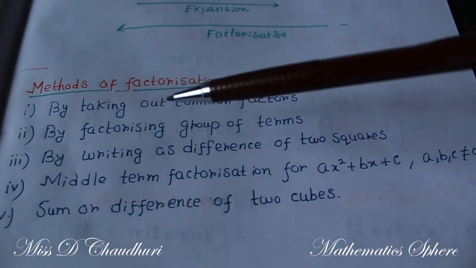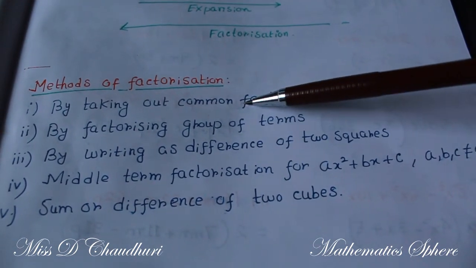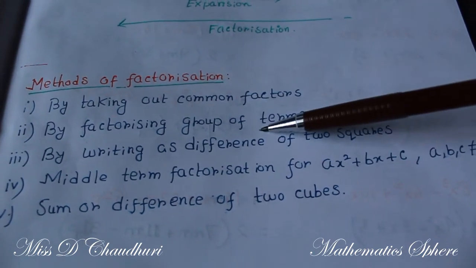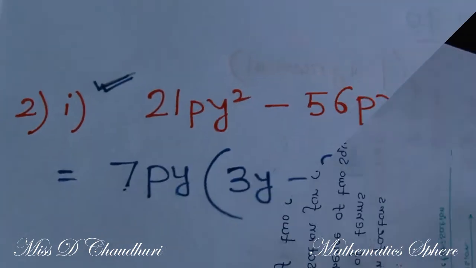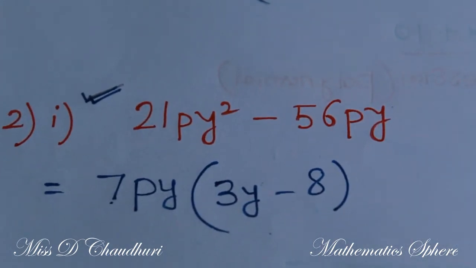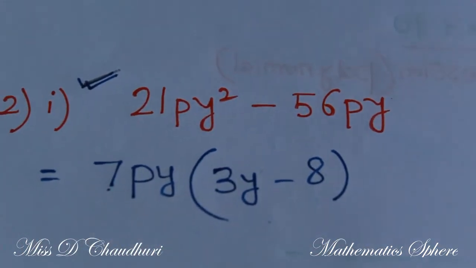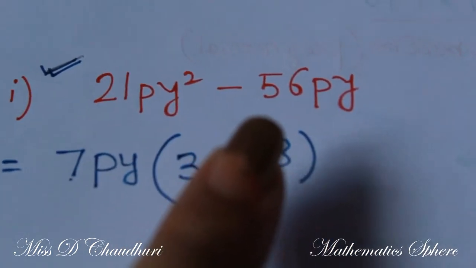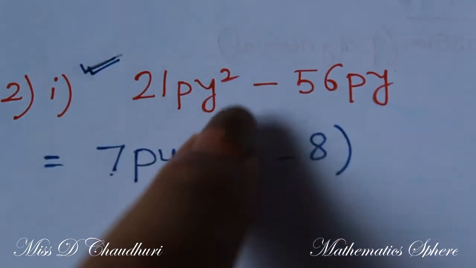So let us see the first two methods, where we will take out the common factors, and in the second process we will group the terms first, then factorize them. Okay, let's take a look into the sums. Suppose you are given this question: 21py square minus 56py. You will have to factorize this one. What is the meaning of factorization? I have already mentioned that we will find the factors which were multiplied to get this polynomial.